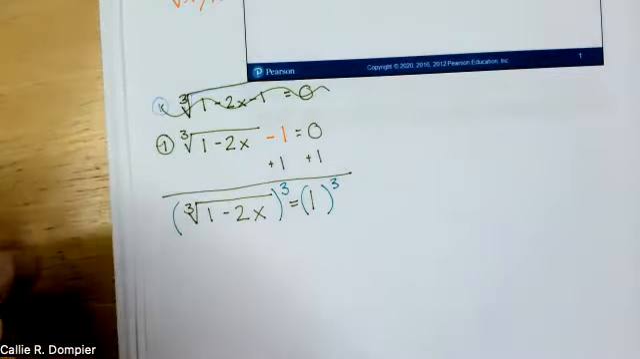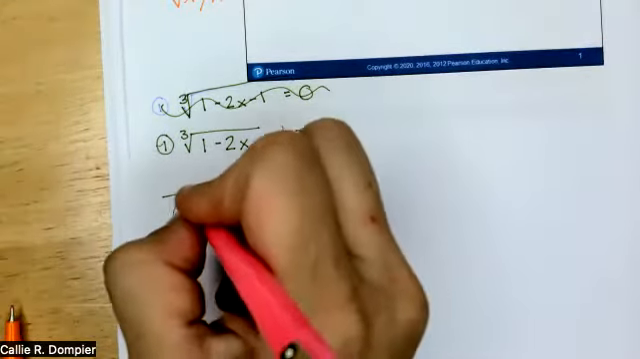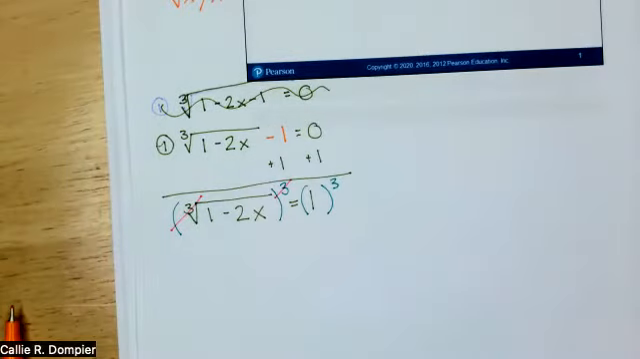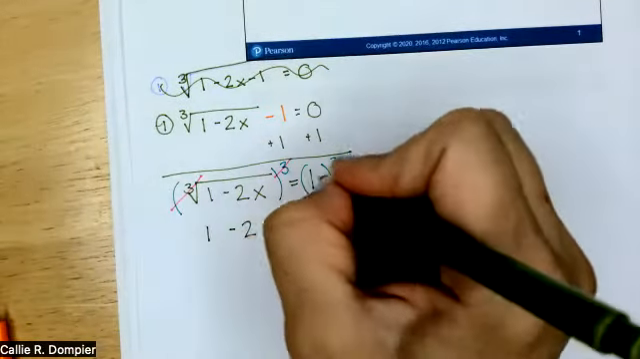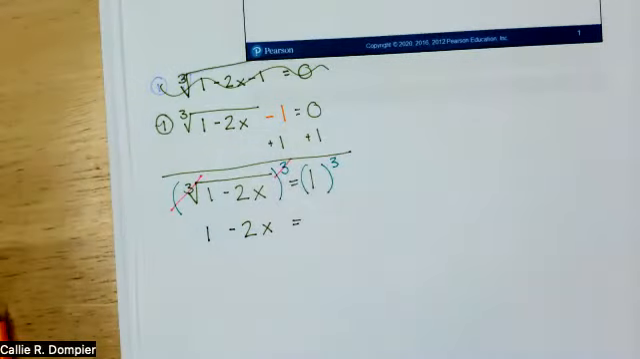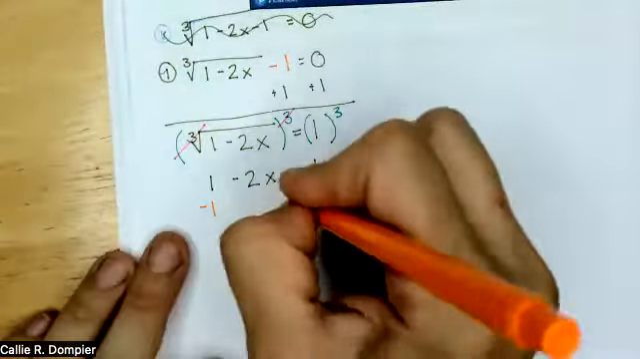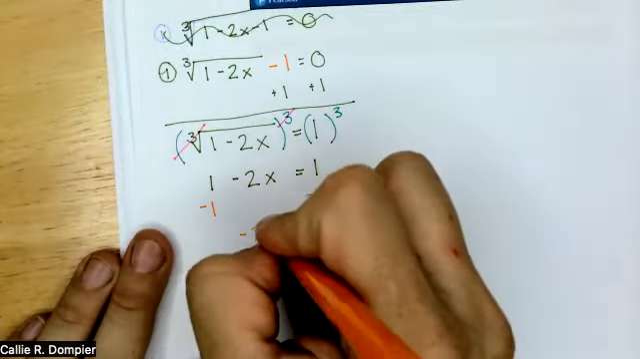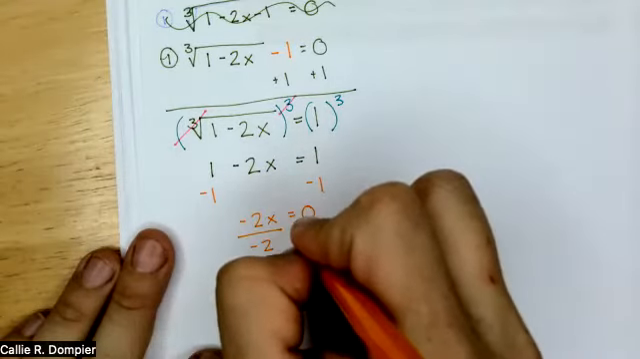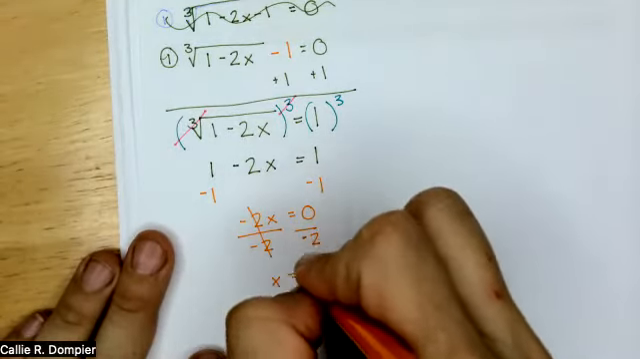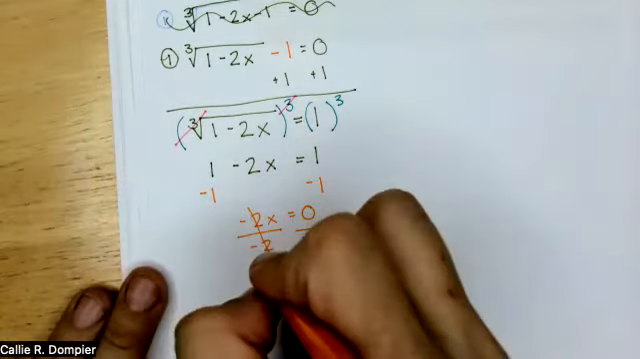So when I raise this to a power of 3, all it does to this side is eliminate that. So I can rewrite it as 1 minus 2x. 1 to the third is just 1 times 1 times 1, which is 1. Subtract 1 from both sides, we get negative 2x equals 0. Divide by negative 2. X is 0. We have one solution.